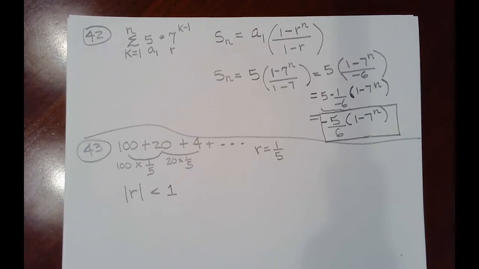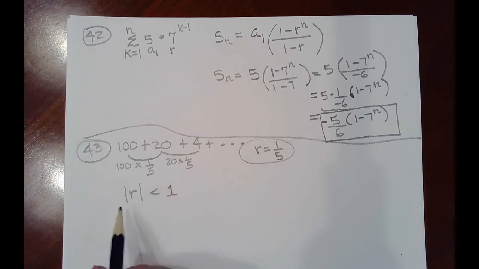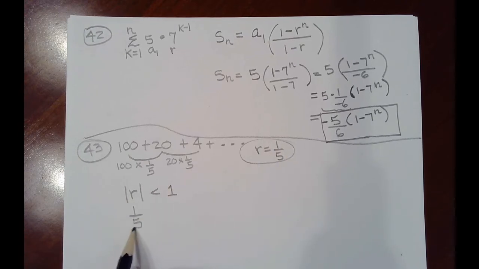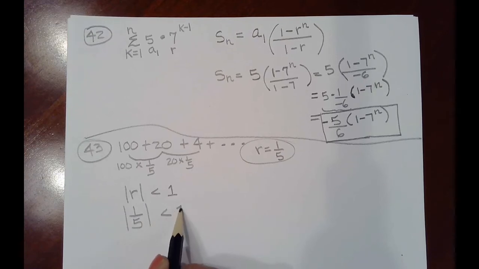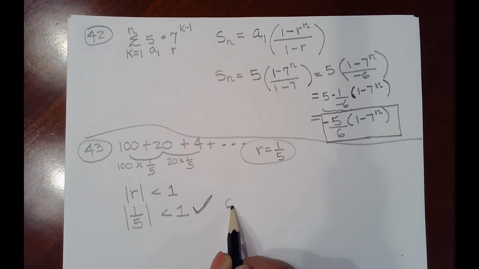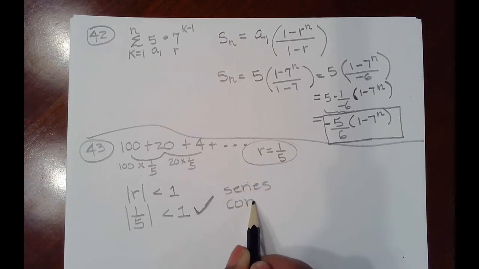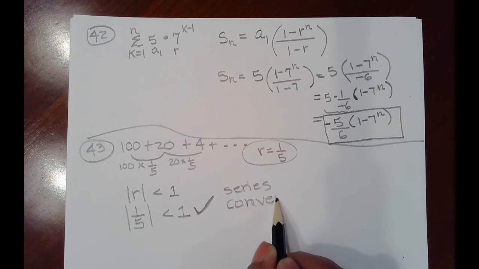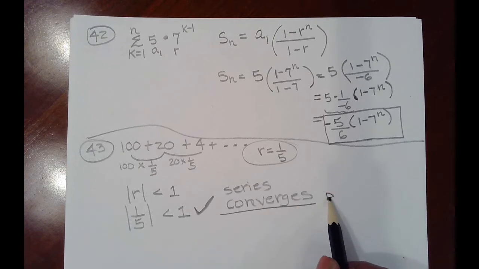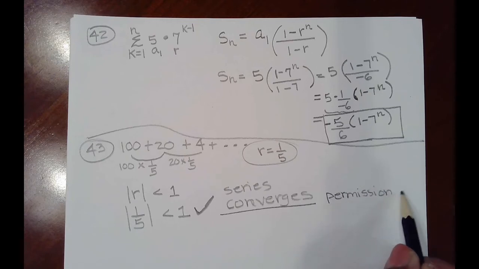Okay, all right, so back to this problem. So we found the R value. That R value, obviously 1/5, absolute value of 1/5 is less than 1. So that checks, which means that this series converges to a particular summation value. And so, because it converges, that gives us permission to find the sum.